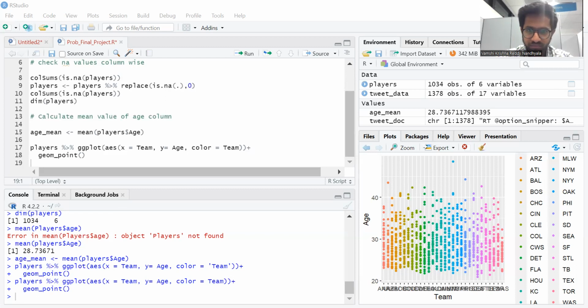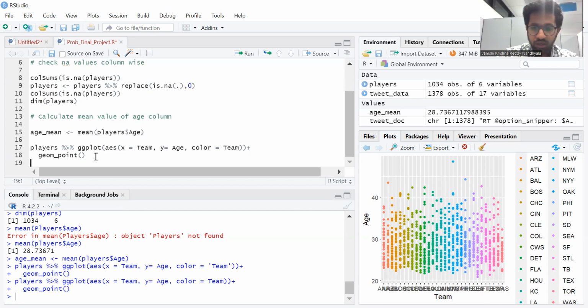And see, most of the team members for this CLE team also lie between 20 and 30 years old, some 25 to 30 years old over here. So in this way, we can analyze the data set properly by representing it in various ways. This is one of the ways that we can represent the data set, but there are many other ways too. So for the time being, let's move on to other parts of the discussion.